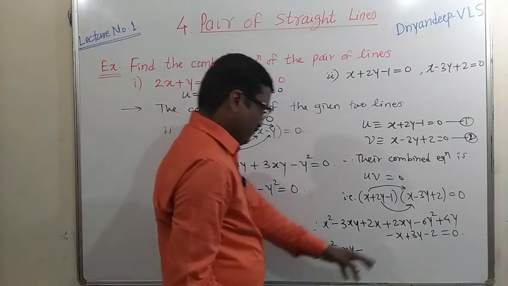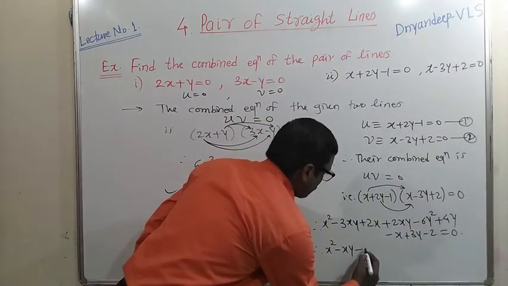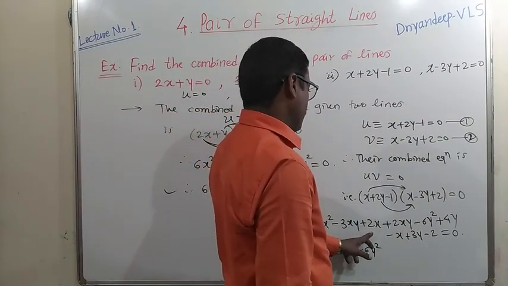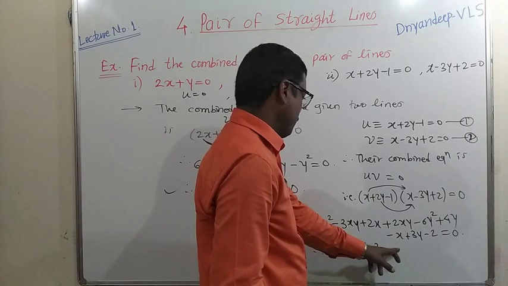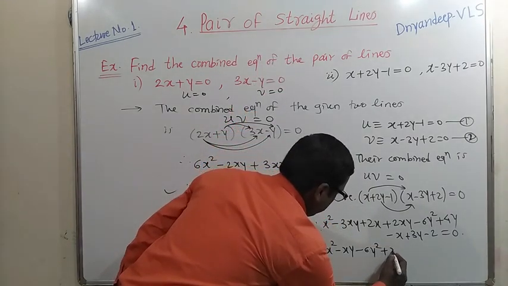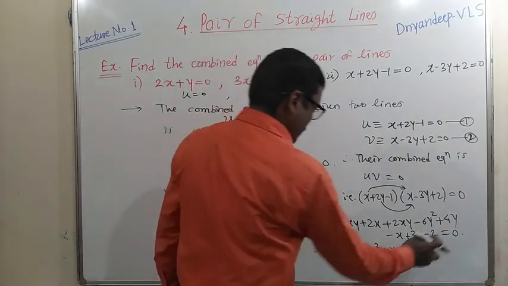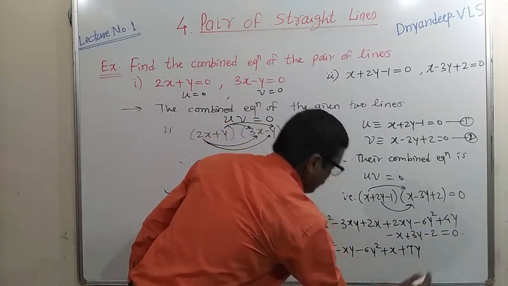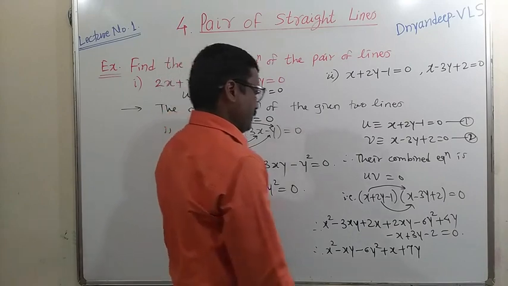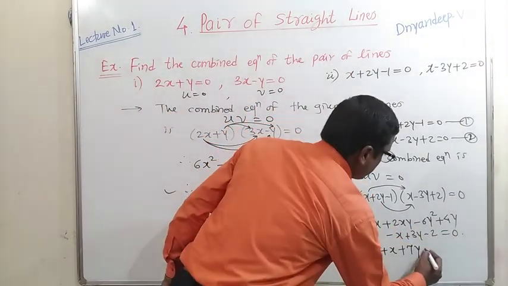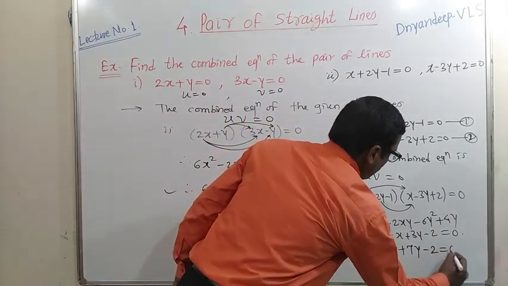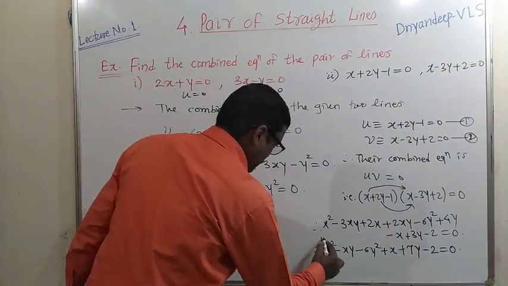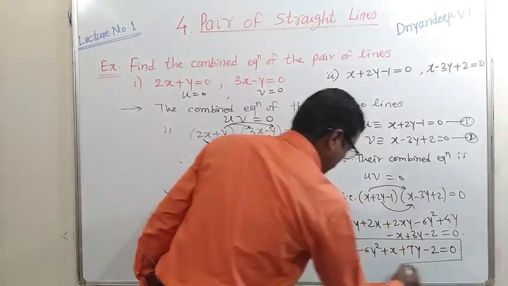Then the y square term is this only, minus 6y square. Then the x term, that is 2x and this x, so plus 2x minus x is plus x. The y term here, plus 4y plus 3y, so plus 7y. Okay, and the constant term is minus 2, equal to 0. So this is the combined equation of these two given lines.